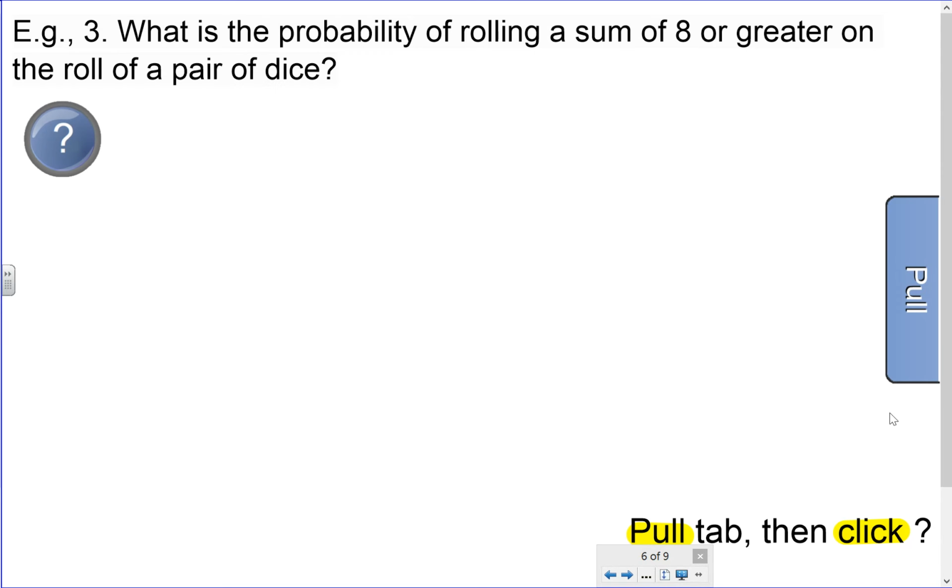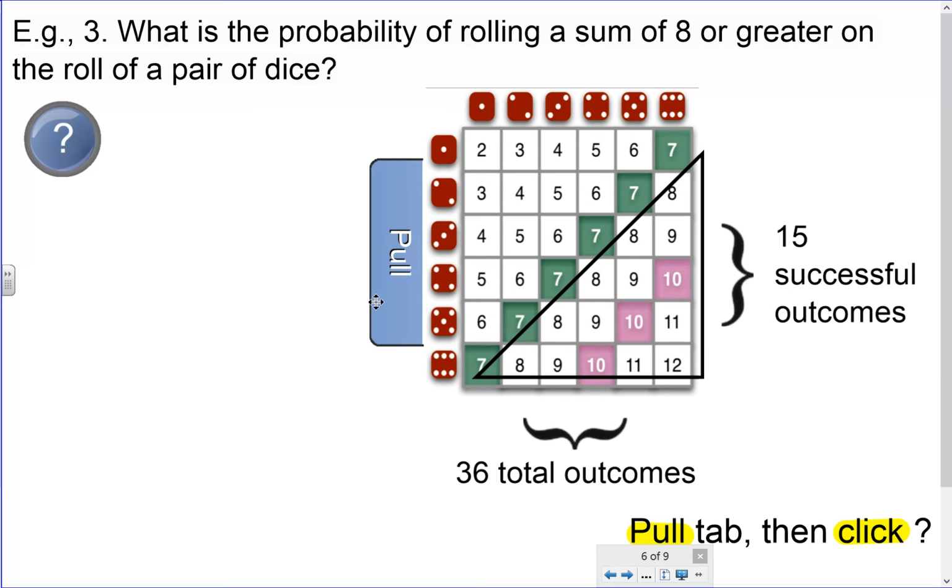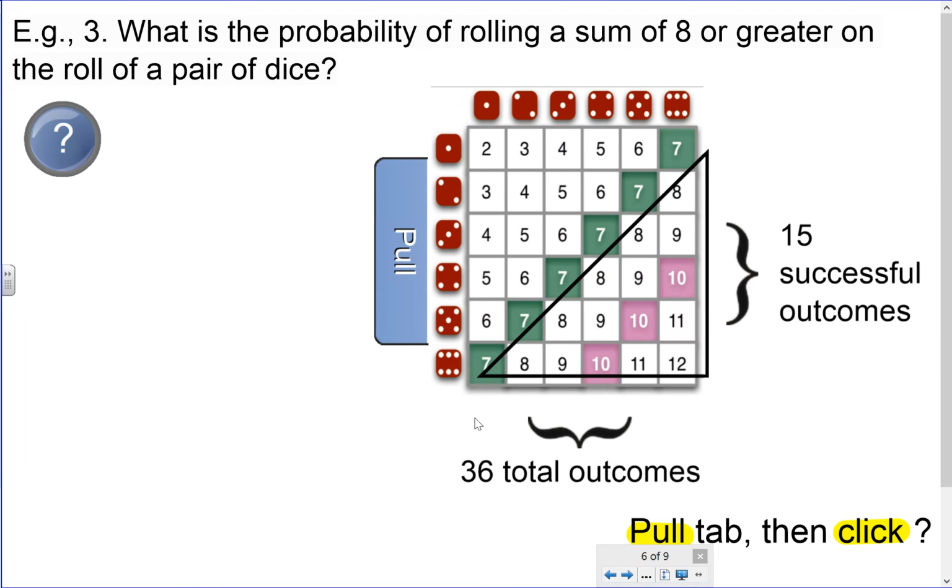So if we're to solve this question, let's get this graphic out here now. What you can see is that of all the outcomes that we have, those that are 8 or greater, you can see the 8s all here, and all those sums greater than that lie in the lower right-hand corner. So there are 15 successful outcomes in relation to 36.